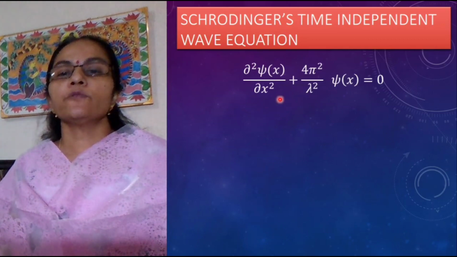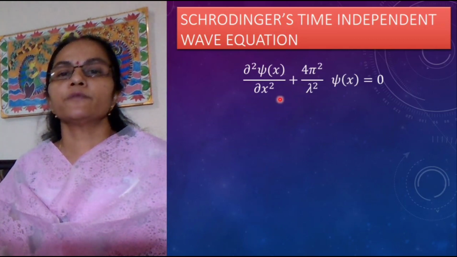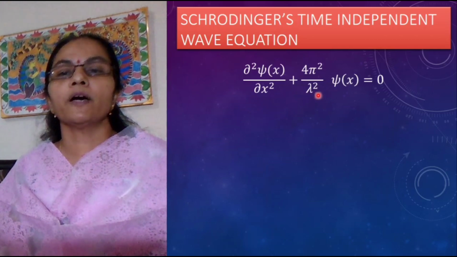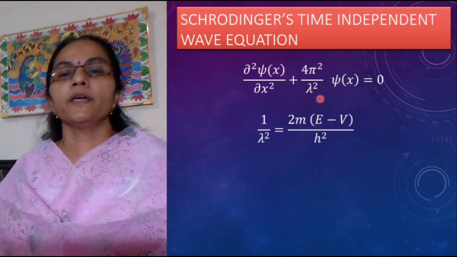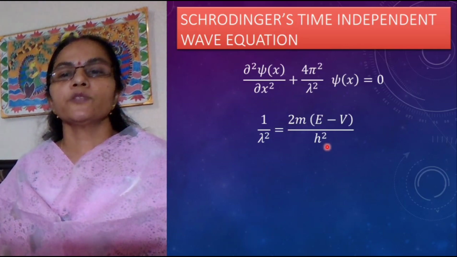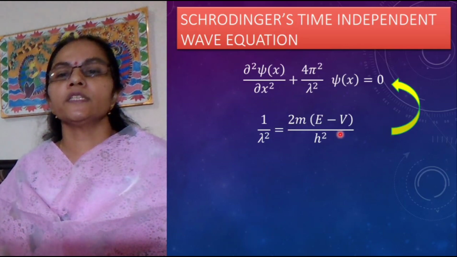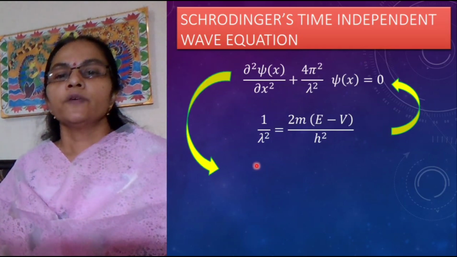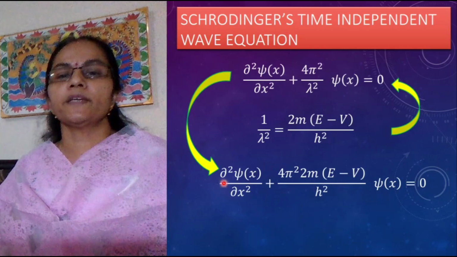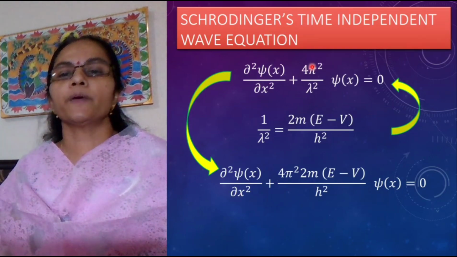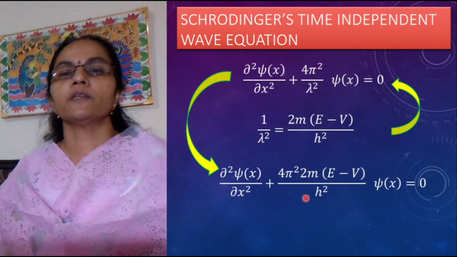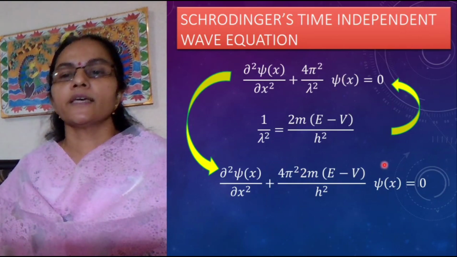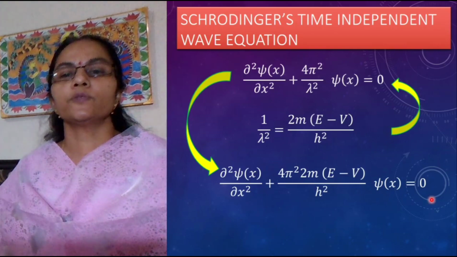So this is the equation we have obtained by substituting the derivations. Now we have obtained one equation for 1 by lambda square, that is 2m into E minus V by h square. So substituting this value back over here, what will we get? We will get del square psi by del x square as it is. 4 pi square was there earlier. 1 by lambda square is nothing but 2m E minus V by h square, and psi of x was there, so that is equal to 0.